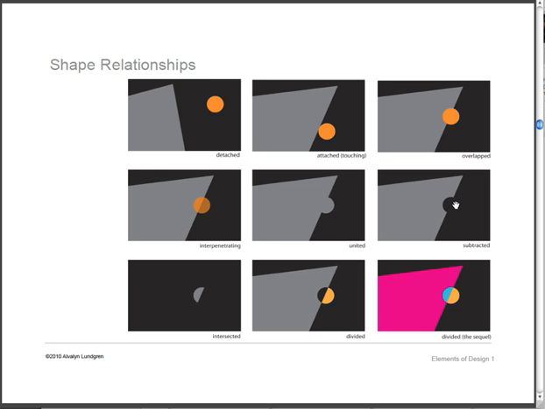Subtraction is where one shape takes a bite out of or deletes a portion of another shape. And in this case, we can obviously see the bite that the circle has taken out of the gray shape. So the circle has subtracted a portion of the gray shape. So if we have the circle and the gray shape and we lose everything but the piece that was subtracted, over here we now have an intersection.